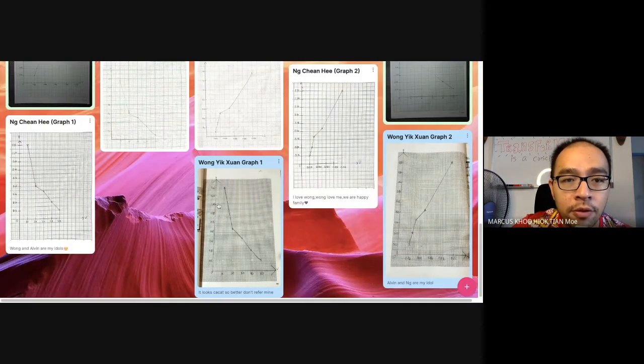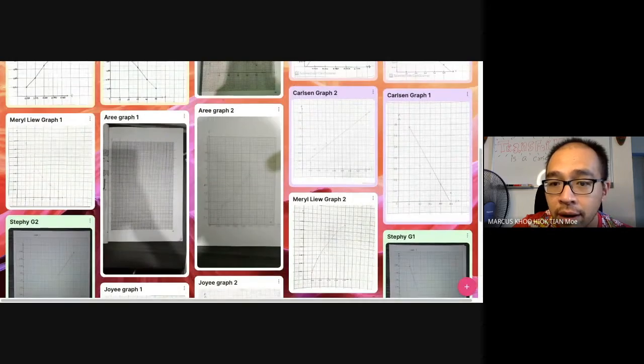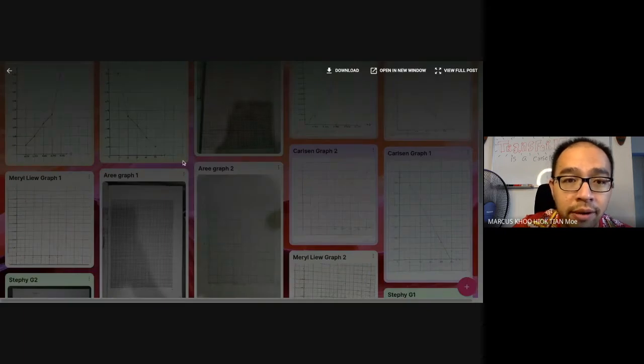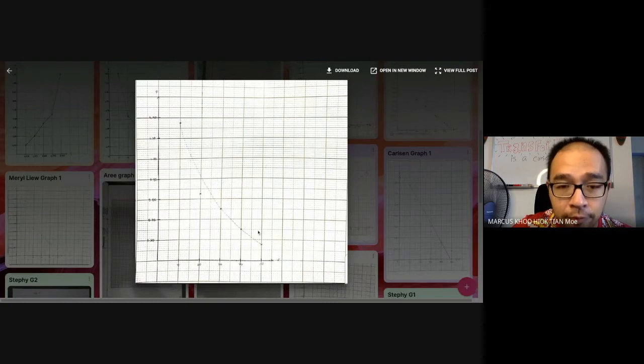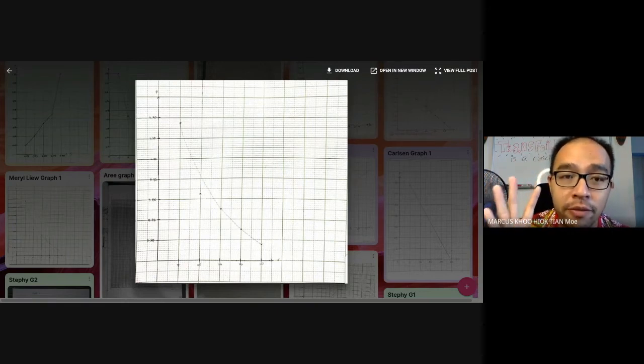For this P against V graph, I don't think I've seen anybody with a correct graph, maybe with the exception of Merrill. Merrill's graph is the one that looks the closest to the correct one, which is a curve graph. So you want to make sure that when you draw the graph, you are aware of the shapes of graph there are. That's the reason why I asked you to post this on Padlet, because if I ask you to post it in Telegram, I'm going to get all these weird graphs, and then I have to make this correction again. So we learn as we go along. This subtopic has 4 graphs that you have to learn how to draw.